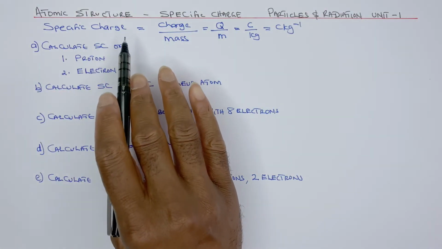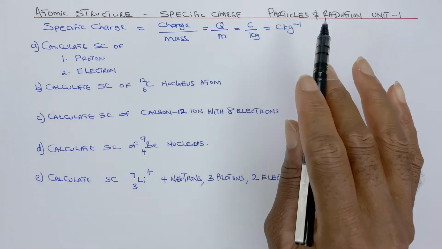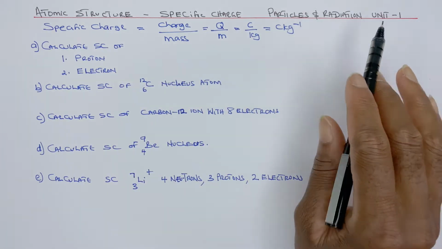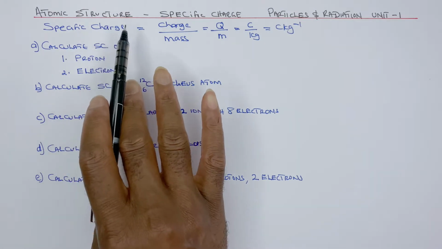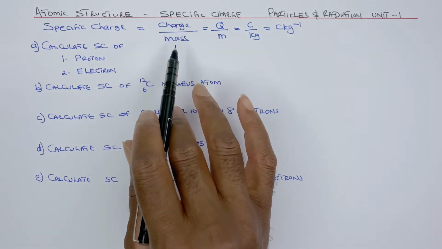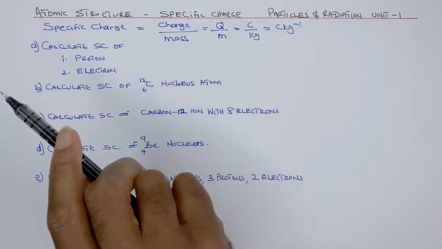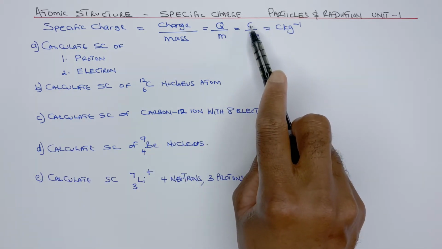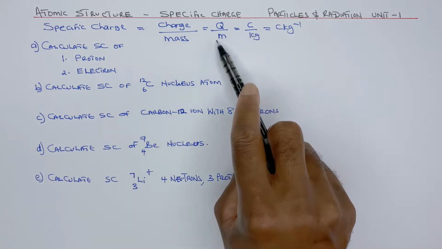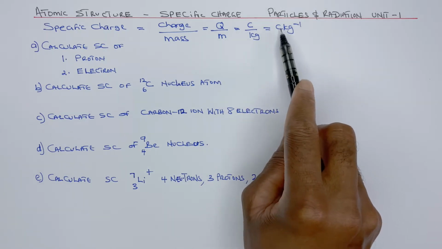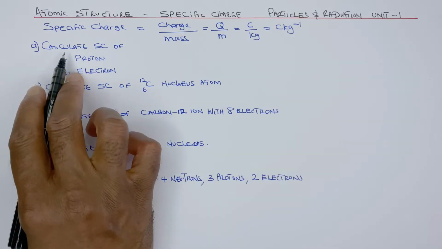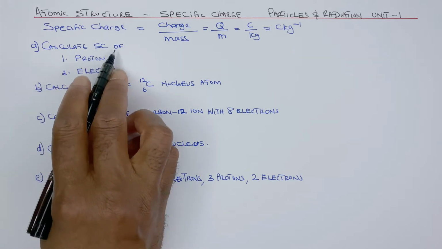Atomic structure, specific charge, particles and radiation, Unit 1. Specific charge is the ratio of charge to mass, a charge Q divided by mass m. The unit for charge is coulomb and the unit for mass is kilogram, so that's coulomb per kilogram. Question A, calculate the specific charge of a proton.